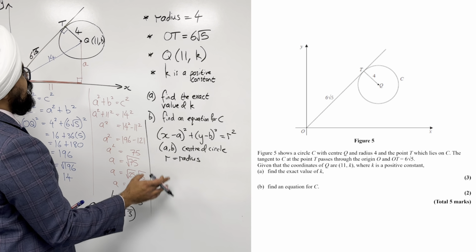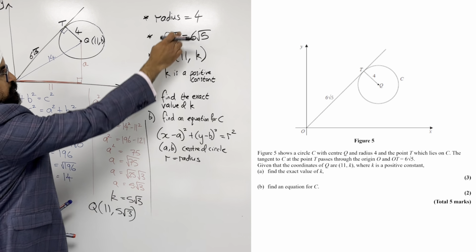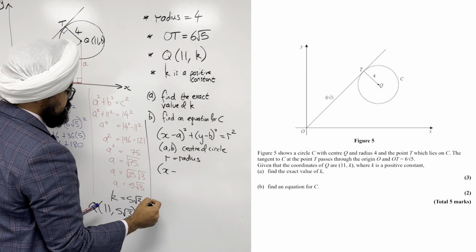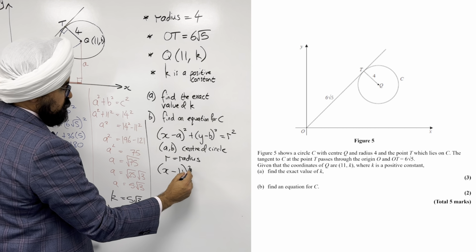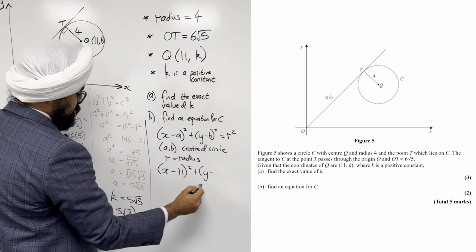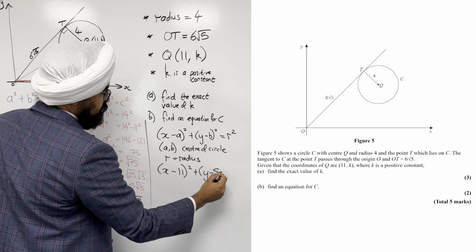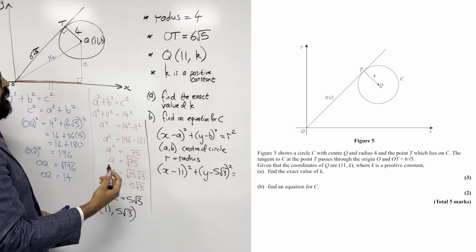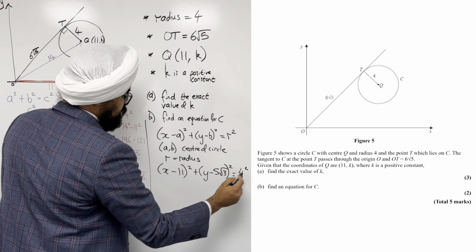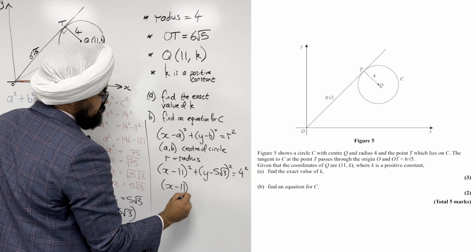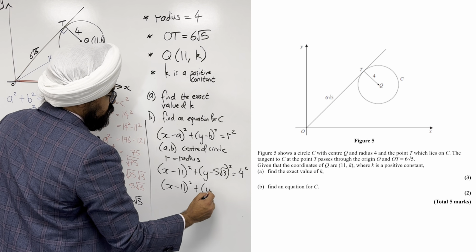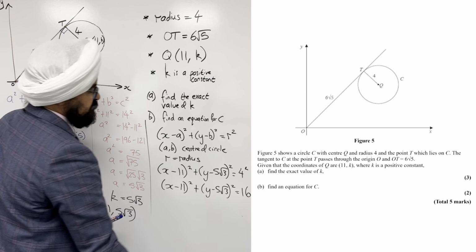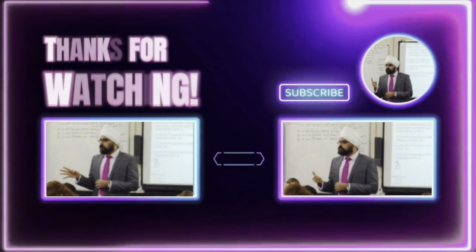Let's use this information and the fact that we know what the radius is, which is 4, and put it into my equation of a circle. x minus 11 all squared plus y minus 5 root 3 all squared is equal to r squared, and that's 4 squared. So your equation of a circle is x minus 11 all squared plus y minus 5 root 3 all squared is equal to 16.